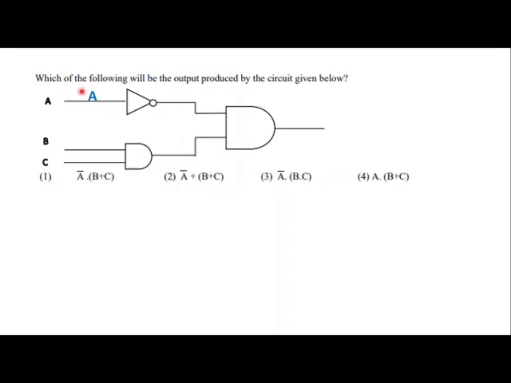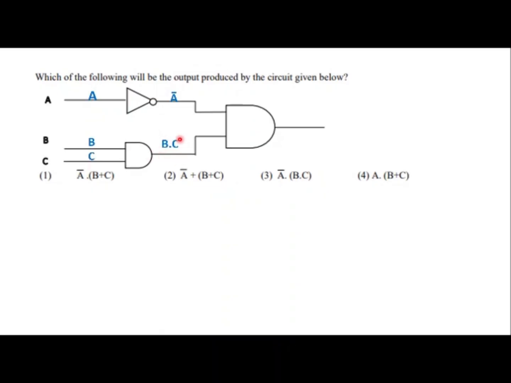Here A is the input of this NOT gate. As it goes through the NOT gate, it will be A complement, and here B and here C. We got B dot C according to the Boolean expression. I hope you remember that we discussed those in our previous video, and we got A complement as the NOT gate Boolean expression, F equals A complement. Dot means multiplication.